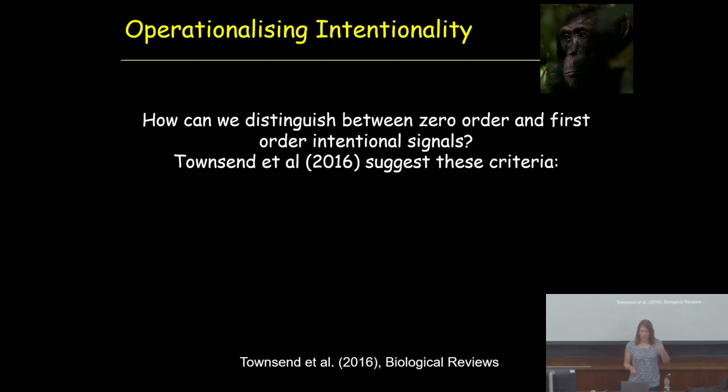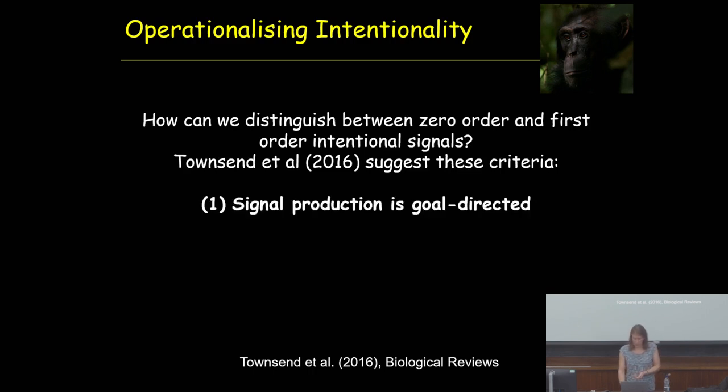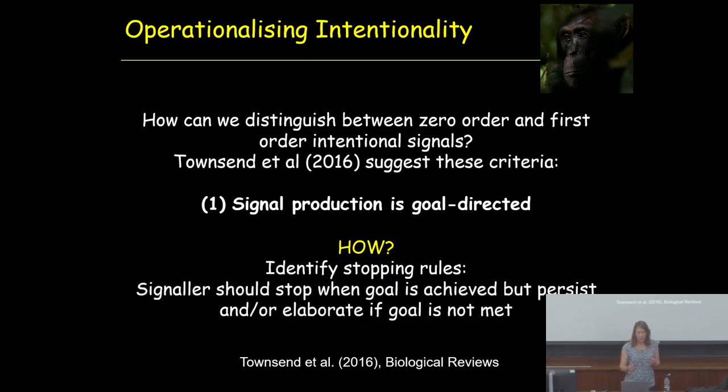Working together with Simon Townsend and colleagues, we suggested 3 criteria, and I'm going to focus on 2 of those today. The first one is that if a signal is given with this first order intentionality, it should be goal directed. How do we know if a signal is goal directed? The idea here is that we identify stopping rules. If it's goal-directed, the signaller should persist or elaborate their signals until their goal is achieved. If they're signalling and then at a certain point they stop, if you look at what has changed in their behaviour or the behaviour of others, you should be able to identify over numerous different occasions what are the similarities between the contexts, what's happening when they stop. So identifying the stopping rules is something that we tried to do.